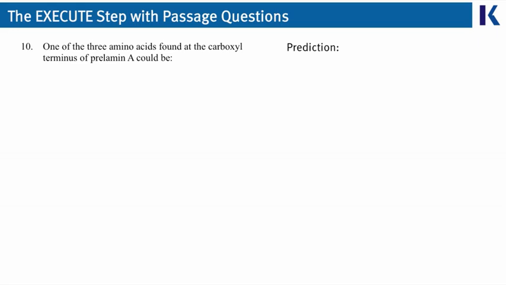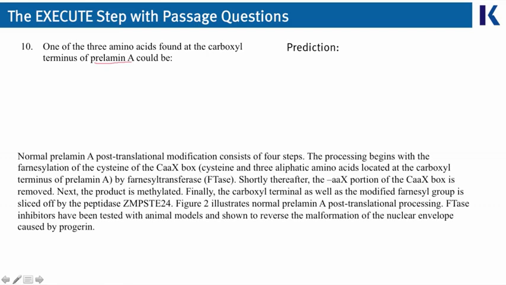A good plan for this question would be to go back to paragraph 3. This question is asking for the amino acids at the carboxyl terminus of pre-lamin A, the normal processing of which is described in paragraph 3. So, take a moment to look at paragraph 3 and determine what your prediction would be for this question. What would we expect for the amino acids at the carboxyl terminus of pre-lamin A? The paragraph describes these amino acids as being aliphatic amino acids, which means we'll have to call upon our science knowledge to determine what exactly they mean.